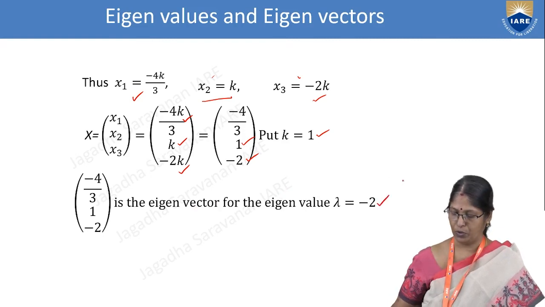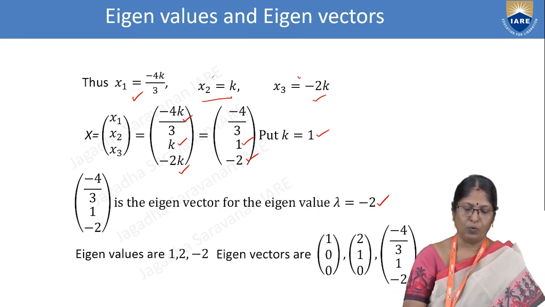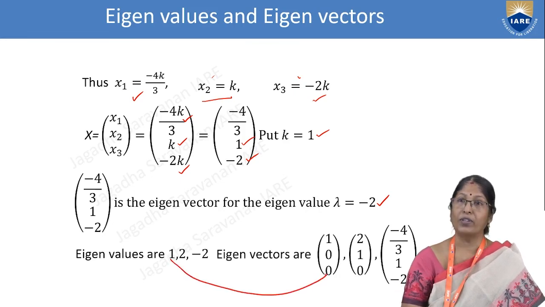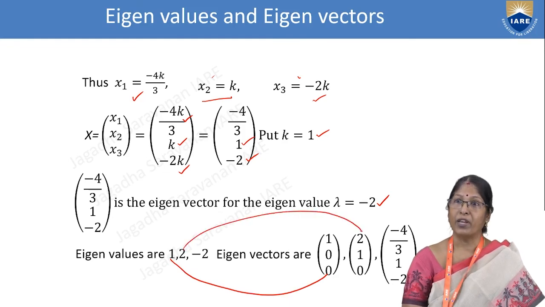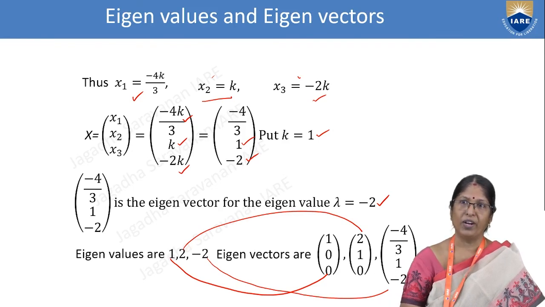when the eigenvalue is lambda equal to minus 2. So the eigenvalues are 1, 2, minus 2. When the eigenvalue is 1, we got this eigenvector, and when lambda equal to 2, we got the eigenvector (2, 1, 0), and if it is minus 2, we got (minus 4 by 3, 1, minus 2). So it is very simple to find the eigenvalues and eigenvectors.